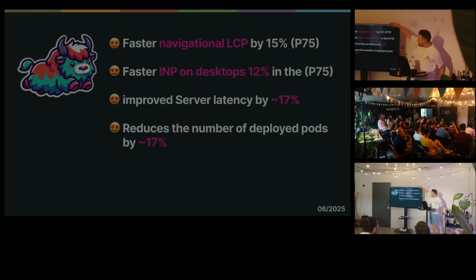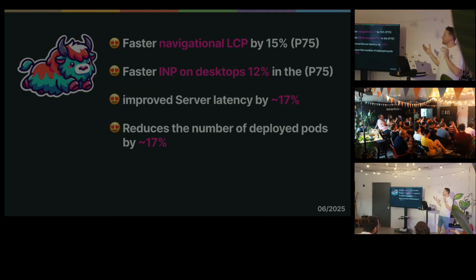So navigational LCP is not a Core Web Vital metric. Google tried to come up with that. It's basically a single page application if you switch a React route from one page to another. So not a multi-page application navigation, but a single page application. And we used their proposed code to measure that. That was quite a bit faster. Also, interaction to next paint was faster.